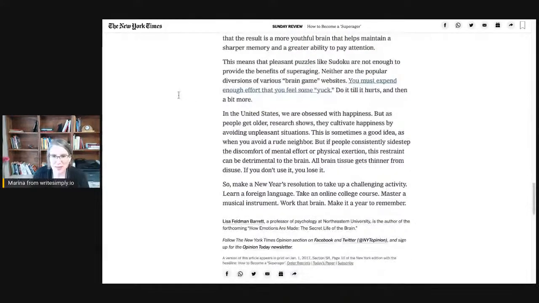In the United States, we are obsessed with happiness, but as people get older, research shows they cultivate happiness by avoiding unpleasant situations. Now, we're going to get this final opinion. If people consistently sidestep the discomfort of mental effort, this restraint can be detrimental to their brain. So she's arguing for the fact that you should do hard things. Make a New Year's resolution to take up a challenging activity. Work that brain, make it a year to remember.